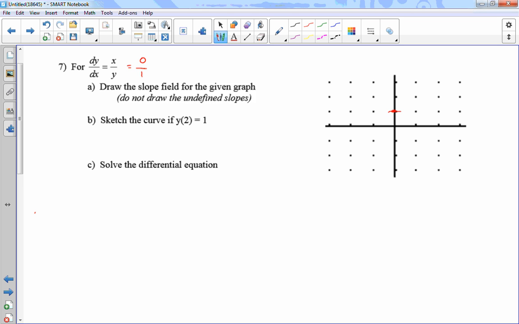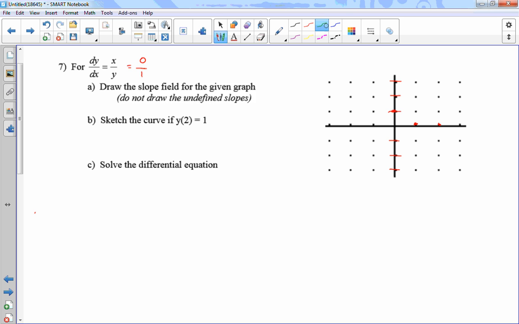Where else will we have a flat slope? Whenever x equals 0. So every point on the y-axis will have a slope of 0, except for 0, 0 itself. Okay? Then we go over to x equaling 1. How about this point, 1 comma 0? Undefined. It says do not draw the undefined slope, so I'm not going to put anything there. What about 2 comma 0? Everything on the x-axis is going to be undefined because we can't divide by 0.